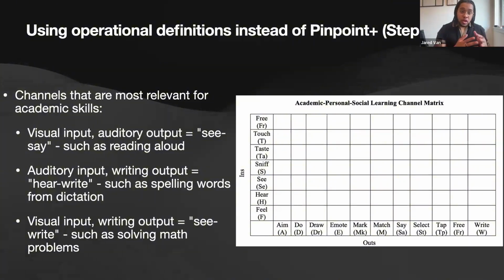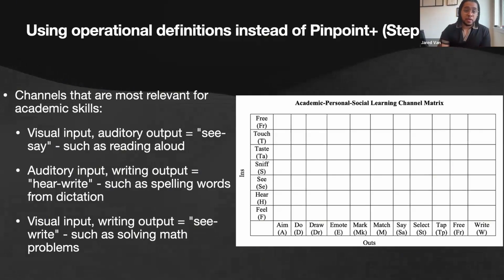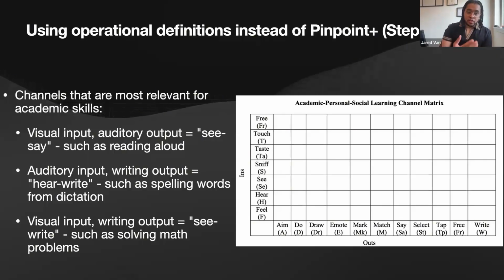So when we're in school, the channels most relevant for academic skills are visual input, auditory output, such as see, say, maybe you see letters or see words and you read aloud. Auditory input, writing output, you hear, write, such as spelling words from dictation or taking notes from what a professor or teacher says. And then also visual input, writing output, see, write, such as solving math problems, or maybe you're copying what's on the board. There's also one for hear, say. So let's say you hear the teacher talk and ask a question, and then you say the answer.